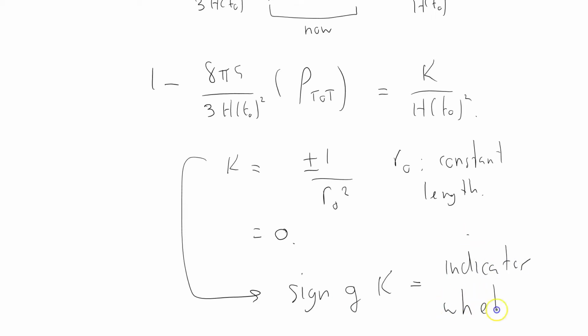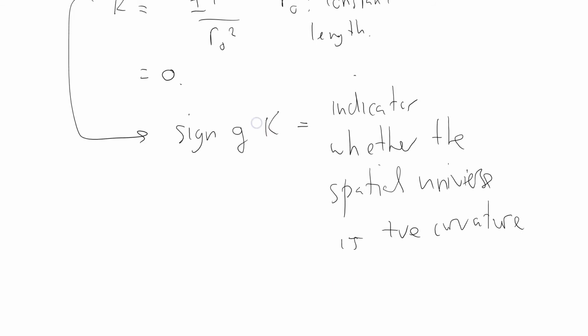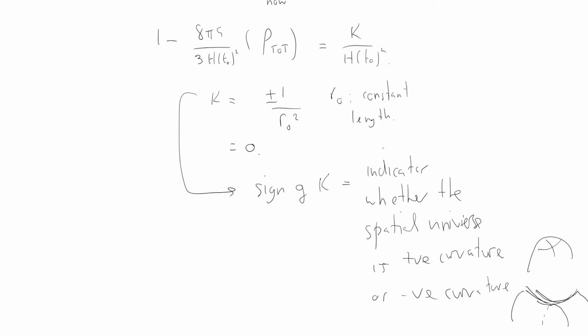as to whether the spatial component of the universe has positive curvature or negative curvature. You remember this one was like a sphere, and this one was like a saddle, which is always difficult to draw. How does it look? It sort of goes up here. Yeah, a saddle point.